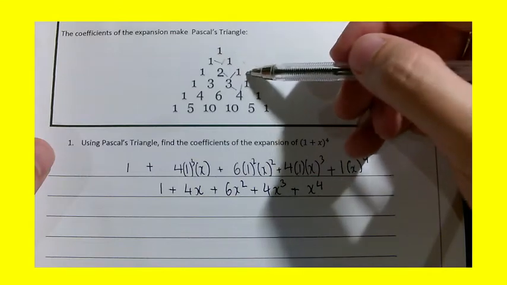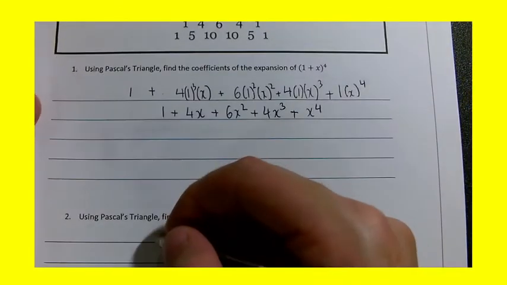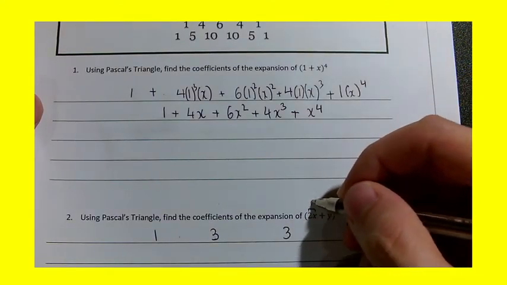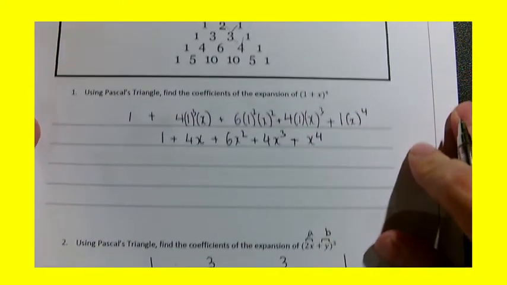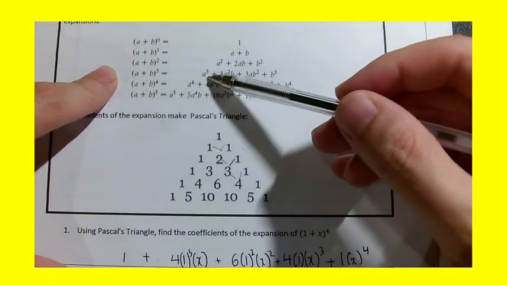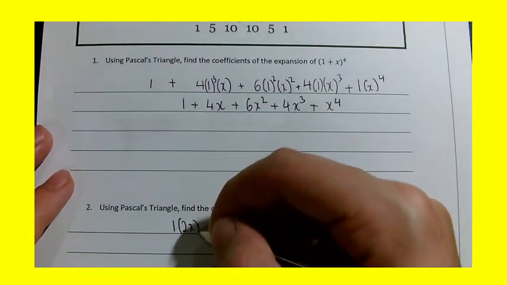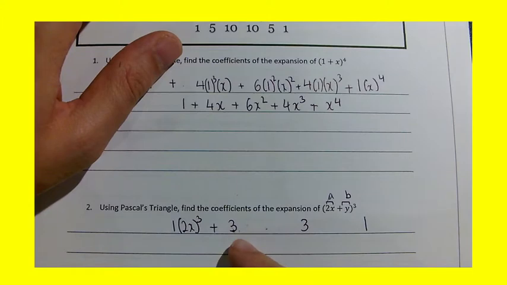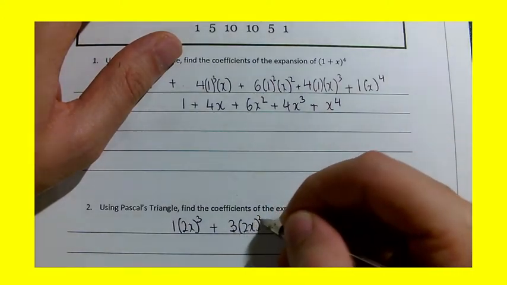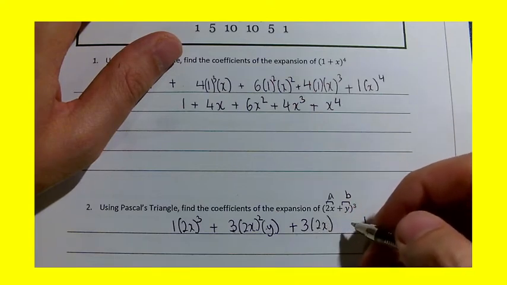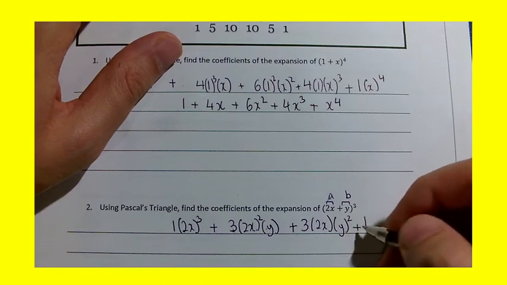So 1, 2, 3. This one here, 1, 3, 3, 1. So I'm going to use this, 1, 3, 3, 1. And then I need to decide what my a and b are. My a is 2x, my b is y. I'll go to my cubed expansion, which is a plus b cubed. So I'm going to have a cubed first of all, which in our case is 2x cubed, plus 3a squared b, plus 3ab squared, plus b cubed.